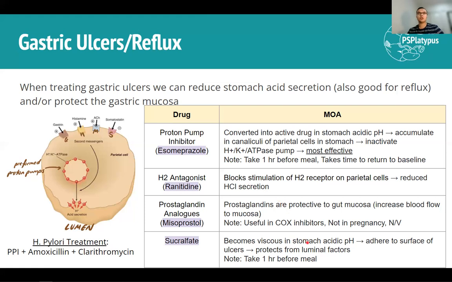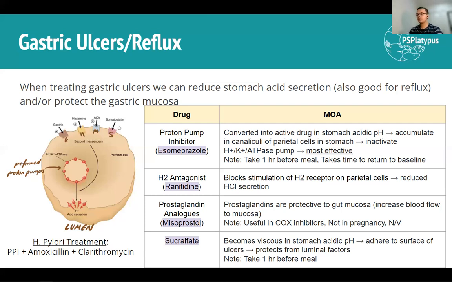You also have sucralfate, which is another medication that can be used. It becomes viscous in the stomach's acidic pH. So again, because it requires the stomach's acidic pH, take that 1 hour before your meal, because during and after the meal, it's going to be a bit too acidic for it to function, and therefore it needs to be taken before the meal. It adheres to your surface of the ulcers, because when it becomes viscous enough, it can sort of just stick to it and adhere to it and protect it from the luminal factors. So prevent further damage to that ulcer and keep it safe under that layer.